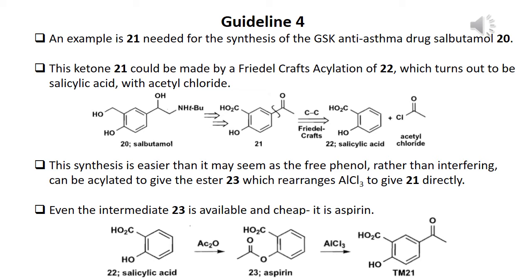But there is a problem that if there will be free phenol in the salicylic acid and we do the Friedel-Crafts acylation, then free phenol OH will be interfering. So we can do what? We can do first protection of this phenol with the help of acetic anhydride that will be protected, and then Friedel-Crafts acylation will be done, and the target molecule 21 will be formed.